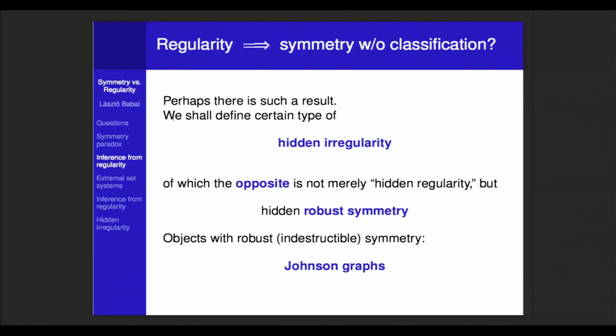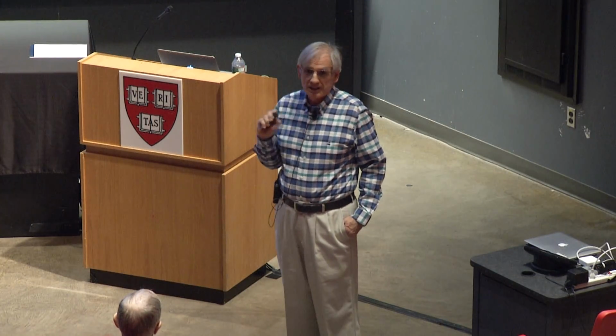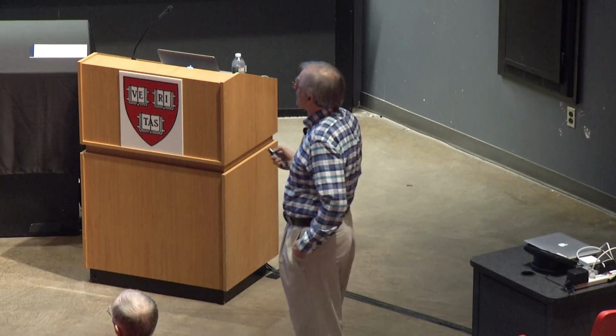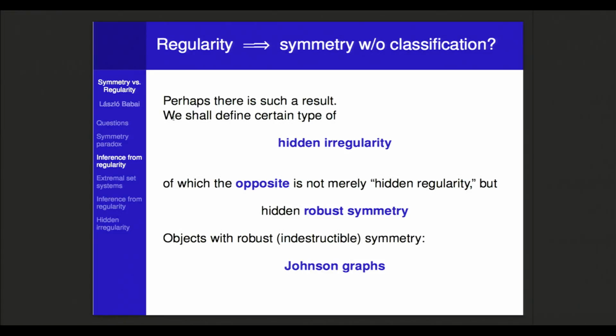Okay, so I'd like to present something that at least in some sense goes the other direction. We can infer some sort of symmetry out of some sort of regularity without having a hope for classification of the objects we are talking about. And there will be an adjective here. The word is hidden, okay? So in some well-defined sense, I'm going to show that a certain type of hidden irregularity, okay, so if we have that, that's fine. But if we don't have that hidden irregularity, the opposite is not just merely going to be hidden regularity, but hidden robust symmetry.